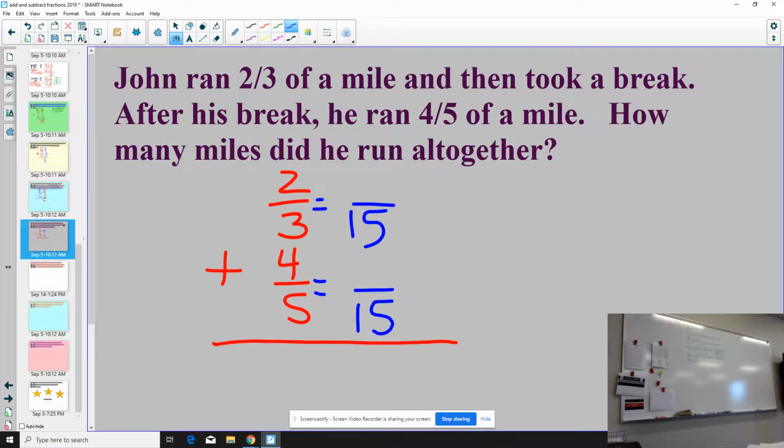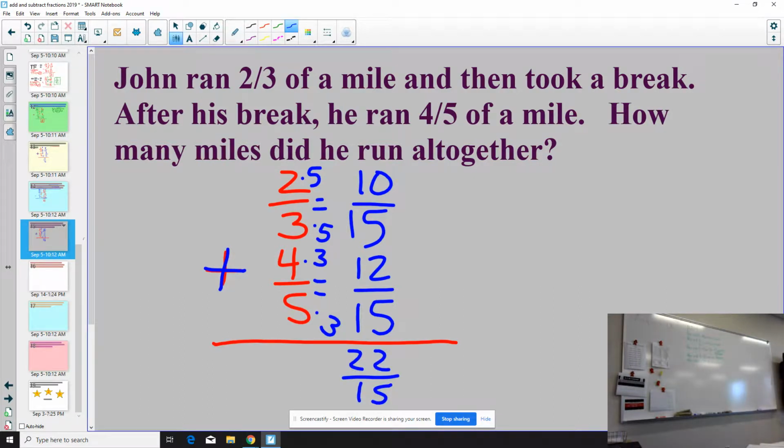3 times 5 is 15. Let's see, 3 times 5 is 15, 2 times 5 is 10. See if you got 10/15 for the first fraction. 5 times 3 is 15, 4 times 3 is 12. Now remember, we're adding, so if I add 10 and 12, I get 22 15ths.